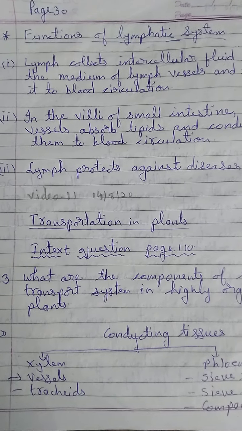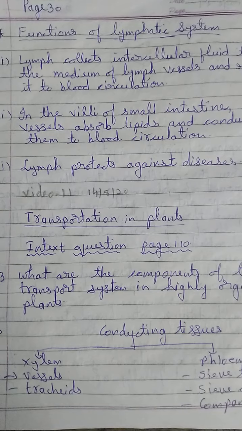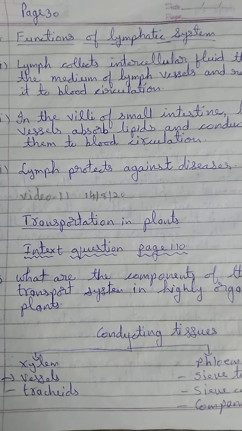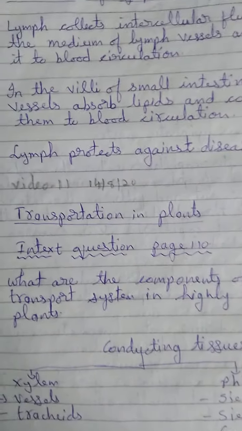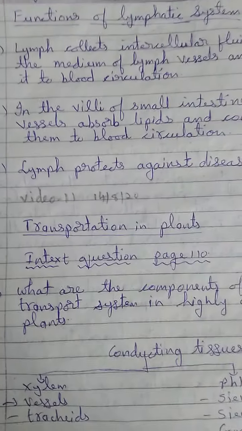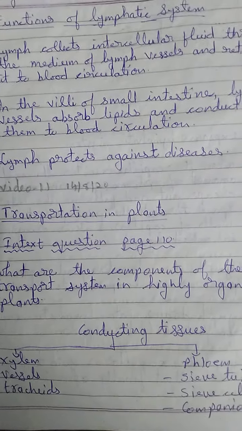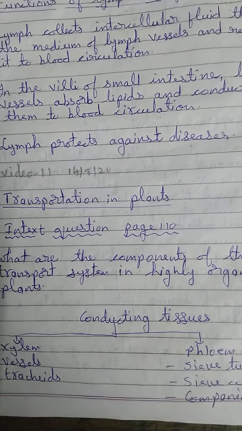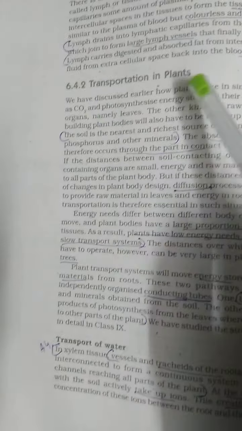Hello students, we are learning lesson 6, life processes, and this is video 11 of the lesson. Today we are going to learn about transportation in plants. In the previous video, we already learned about transportation in animals, especially in human beings, and now transportation in plants. This is given on page number 108 of your textbook, page 108, transportation in plants.